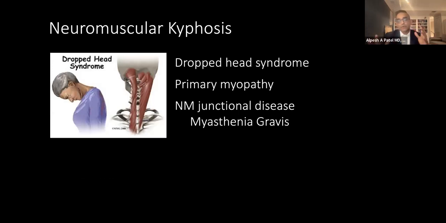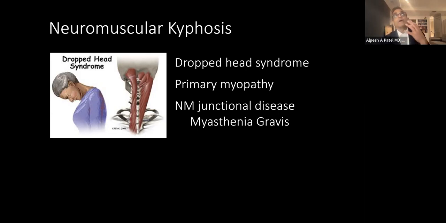So this next group is sort of the neuromuscular group, which is probably the second most common cause for cervical deformity. And these are folks who have problems either with a primary myopathy, or more commonly than that, a neuromuscular junctional disease. So myasthenia gravis is always one that we think about when we identify somebody with a chin on chest deformity. In the neurology world, this is called dropped head syndrome, which I used to laugh at, but actually think is a pretty good way to describe how these patients present.